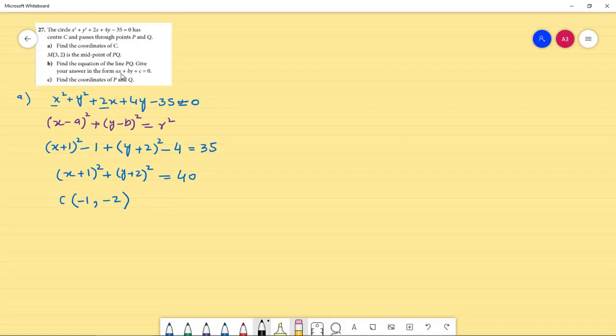Give your answer in the form of ax plus by. So PQ, where is the PQ? These are the points. C is the center, the circle passes through points P and Q, and M is the midpoint of PQ. Now look at this and understand this question. This is the circle, and P and Q are 2 points lying on the circle, and we don't know whether these points are the diameter. This is not given in the question, so we just randomly draw PQ anywhere else where you are P and Q.